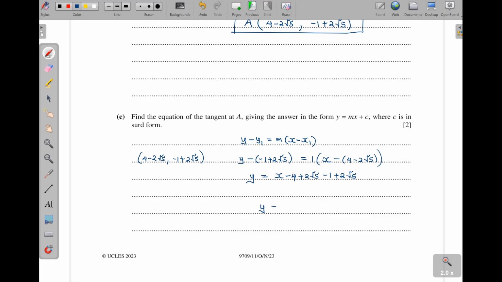Then our y is going to be equal to x. Then minus 4 minus 1, that one gives us negative 5. And then 2 root 5 plus 2 root 5, that one becomes 4 root of 5. And that becomes our answer. They said where C is in the third form. This is the C you're seeing here, the whole of this, okay? So that is that. So this has been it for this paper.